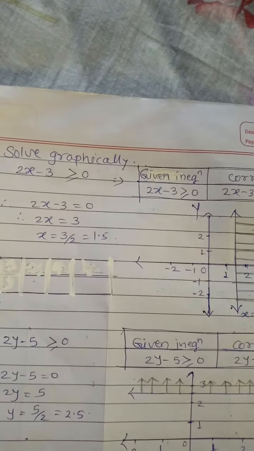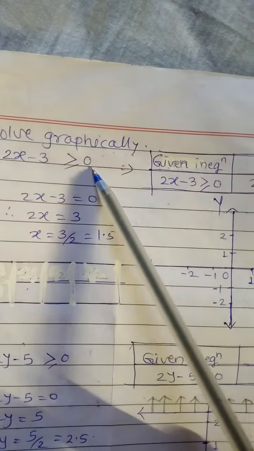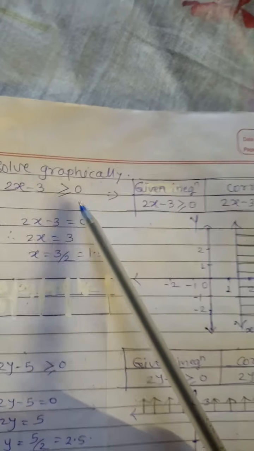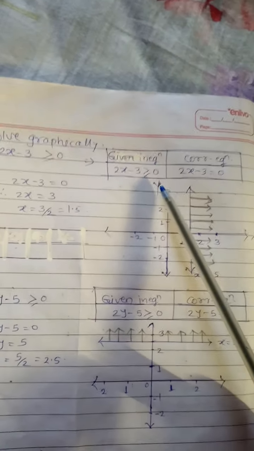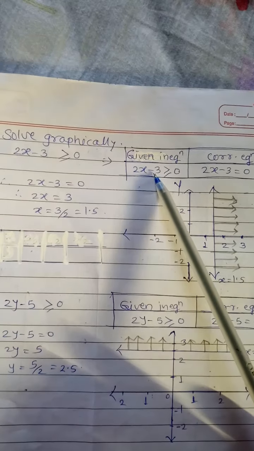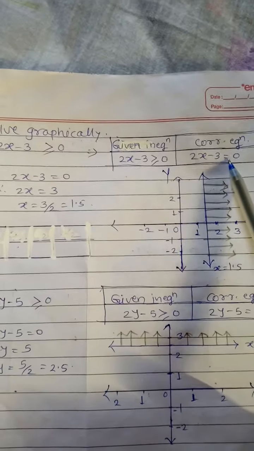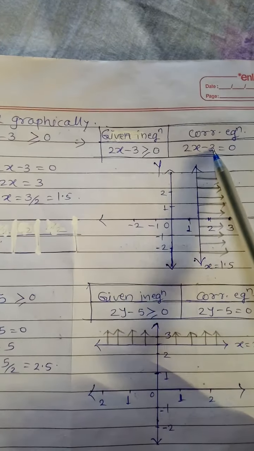Now we are going to see question number 3. Solve graphically. Now see, in this example you are given that 2x minus 3 is greater than or equal to 0. Now see, the given inequation, every time you have to draw like this one, so it will be very easy to solve this example. So the given inequation is 2x minus 3 is greater than or equal to 0. You have to convert it into an equation by putting the equal to sign. So 2x minus 3 equals 0.